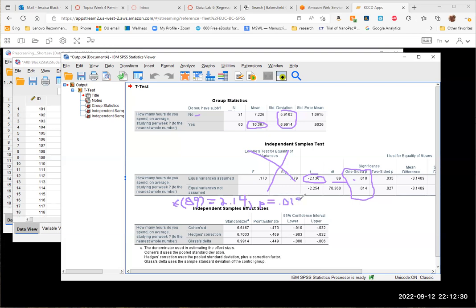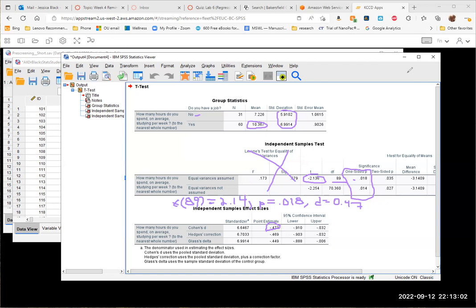So p equals .018. Then we should also report the d, Cohen's d. This is a measure of effect size. d equals, and again, d can be greater than 1, so we're going to include a 0 in front. The point estimate is the d value, 0.47, I believe that was, although I wrote down 0.47.